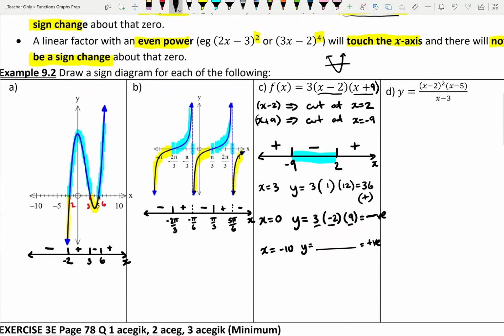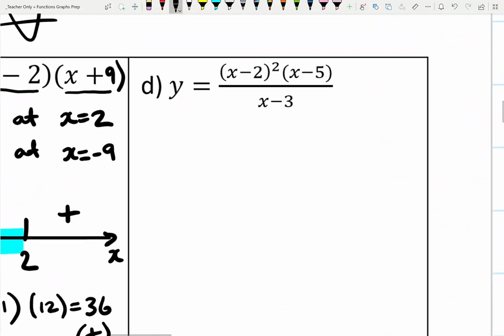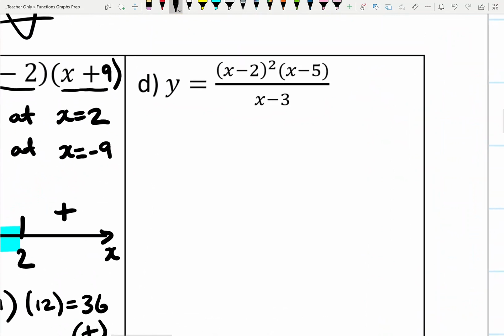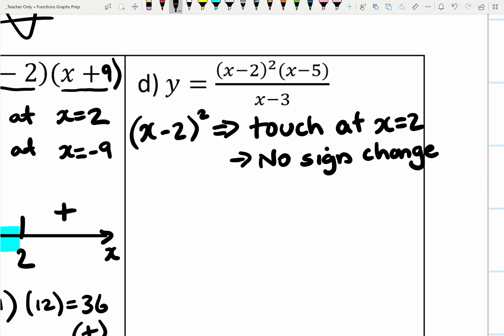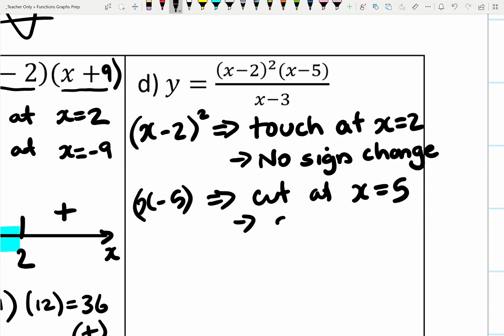All right, last example. This time we've got a linear factor, x minus 2, which is squared, which tells us that it is going to touch the x-axis at x equals 2, and that also tells us that there is going to be no sign change. So whatever the sign is to the left of x equals 2, it'll be the same on the right. X minus 5 tells us that it's going to cut at x equals 5, and that there is a sign change.